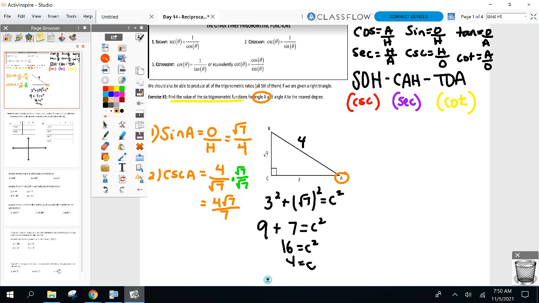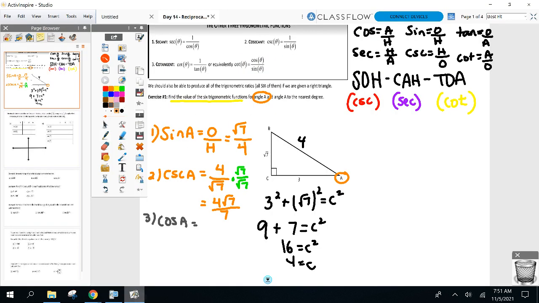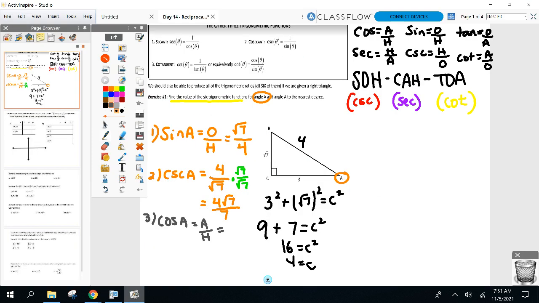Okay, here we go. Next up, cosine. Let's do cosine next. Cosine A. All right, what sides do I need here for cosine? Whoever has 15, cosine, what do I need to find? Adjacent over hypotenuse, good. So give me those two side lengths, adjacent and hypotenuse. 3 over 4. 3 over 4, perfect. Stop me if you want me to show you where they're coming from.